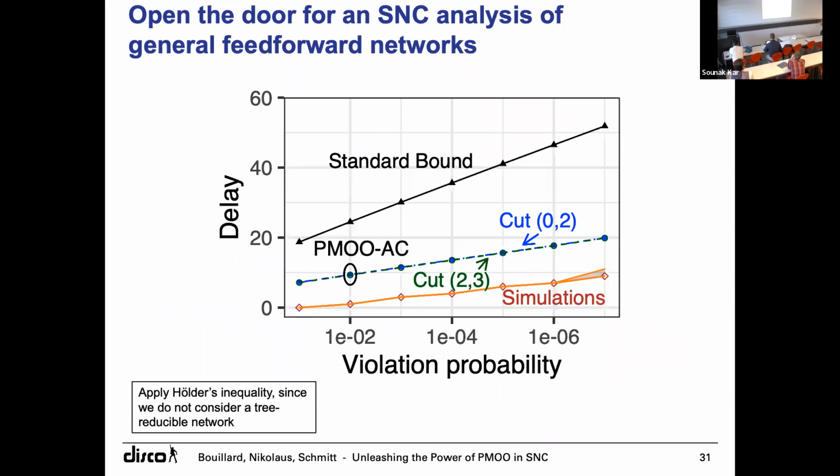So in our PMOO technique, because it's a feed-forward network, we also have to apply Hölder's inequality, but we still observe that both cut options that are shown here substantially improve upon the state of the art, even though we have to apply Hölder's inequality in both cases. So it's not just about avoiding it entirely, it's also about how we apply it, and we can still benefit in the analysis from that.